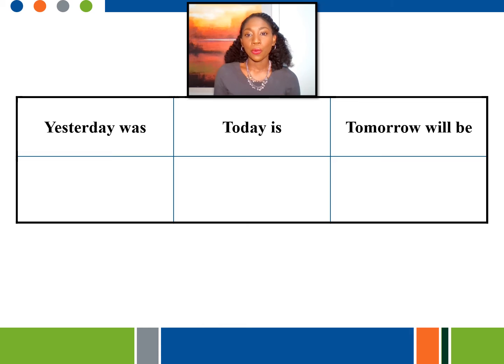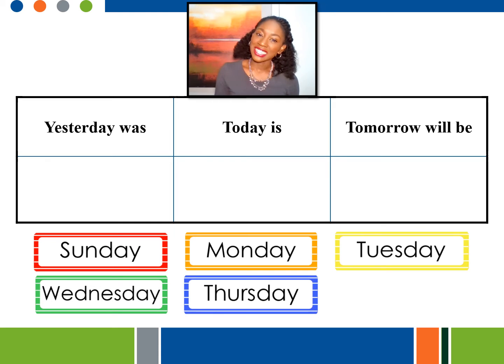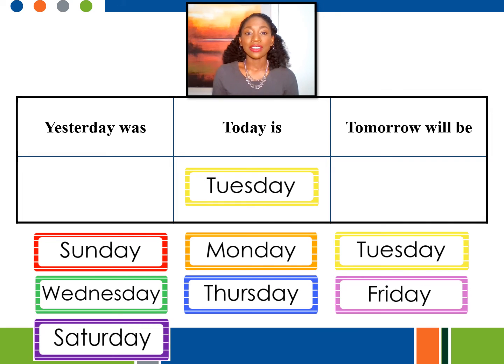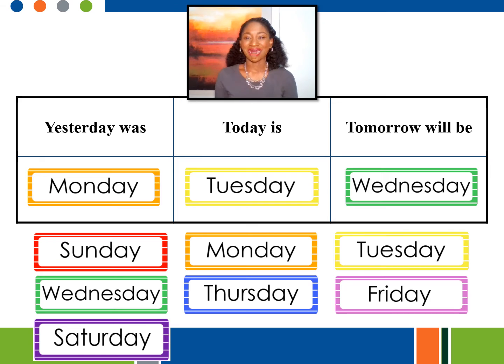Now let's go ahead and say our days of the week. And we start with Sunday, Monday, Tuesday, Wednesday, Thursday, Friday, and Saturday. And from our calendar today, we know that today is Tuesday. Now let's read together. Yesterday was. If today is Tuesday, what was yesterday? Yesterday was Monday. Great. Now, tomorrow will be, what will tomorrow be? If today is Tuesday, tomorrow will be Wednesday.